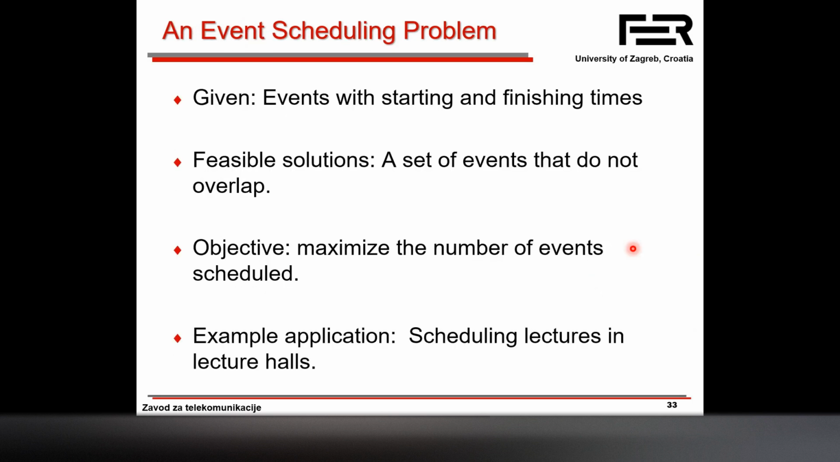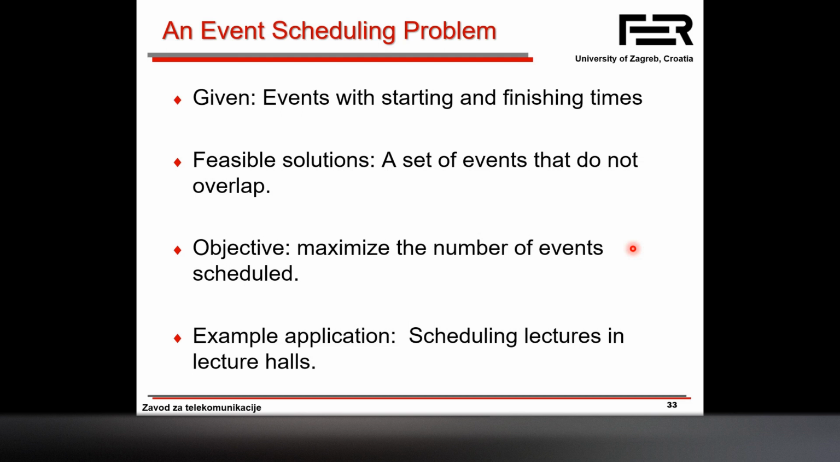Okay, let's look at an event scheduling problem. Scheduling problems are often hard to solve simply because they are so constrained. Usually we are trying to schedule certain events that have a starting and a finishing time. For this example, the feasible solutions are sets of events that don't overlap. Our objective will be to maximize the number of events which we can schedule.